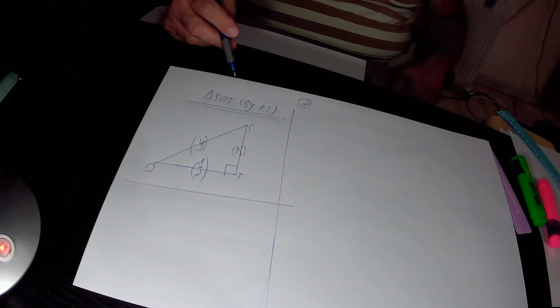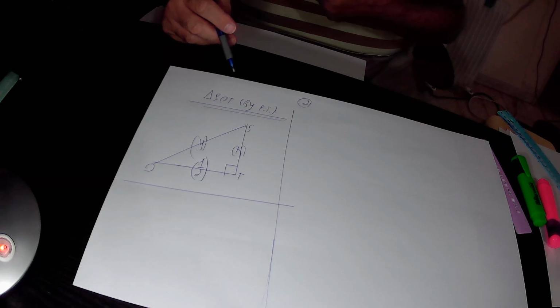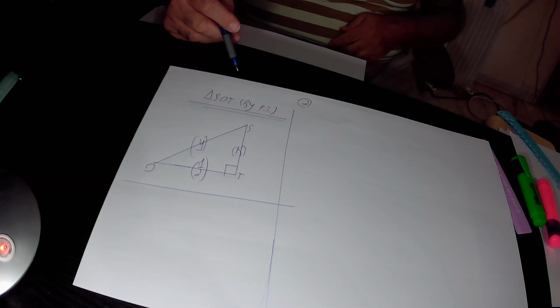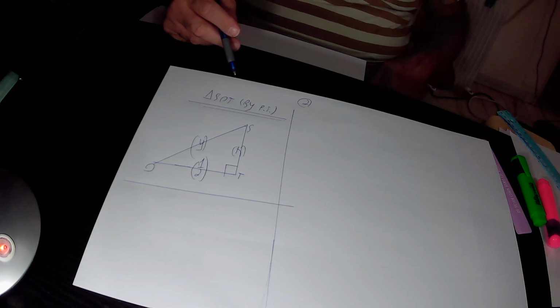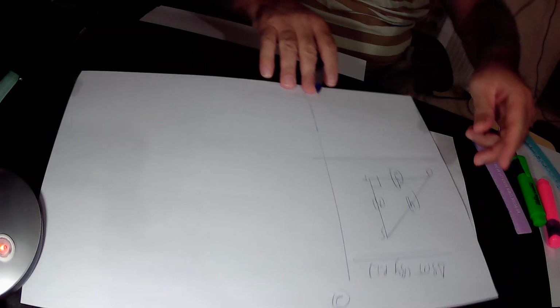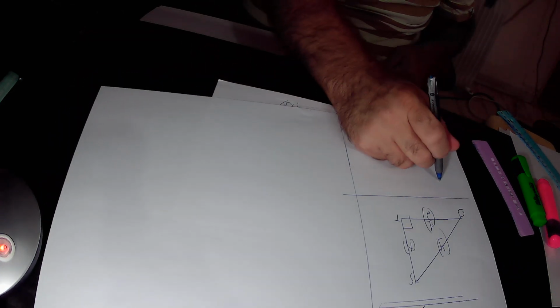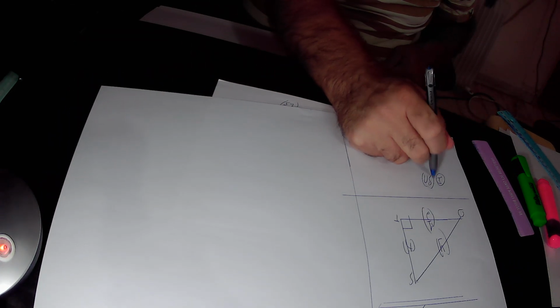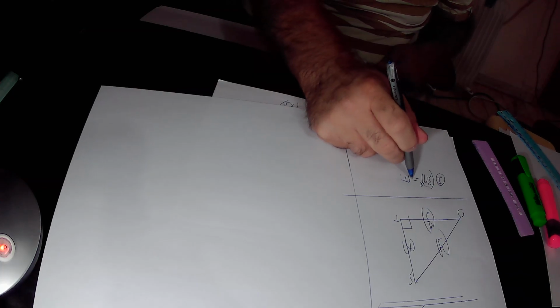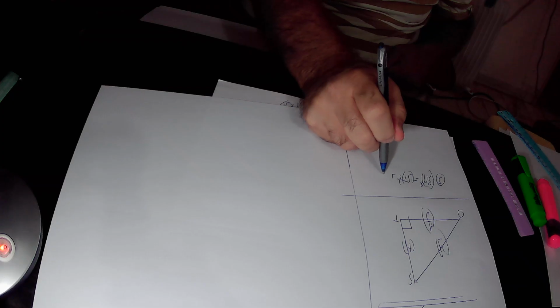In this right triangle SOT, according to the Pythagoras theorem, in any right triangle, the square of the hypotenuse equals the sum of the squares of the perpendiculars. So in this right triangle SOT, SO squared, the square of the hypotenuse, is equal to ST squared plus OT squared.